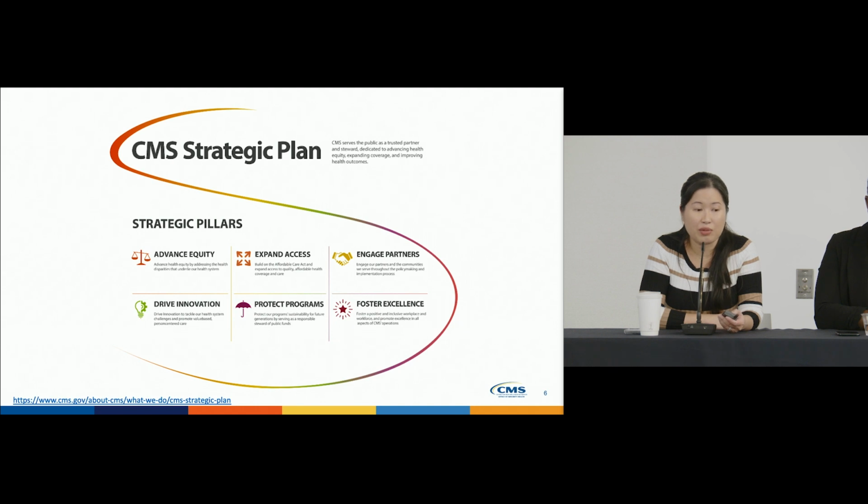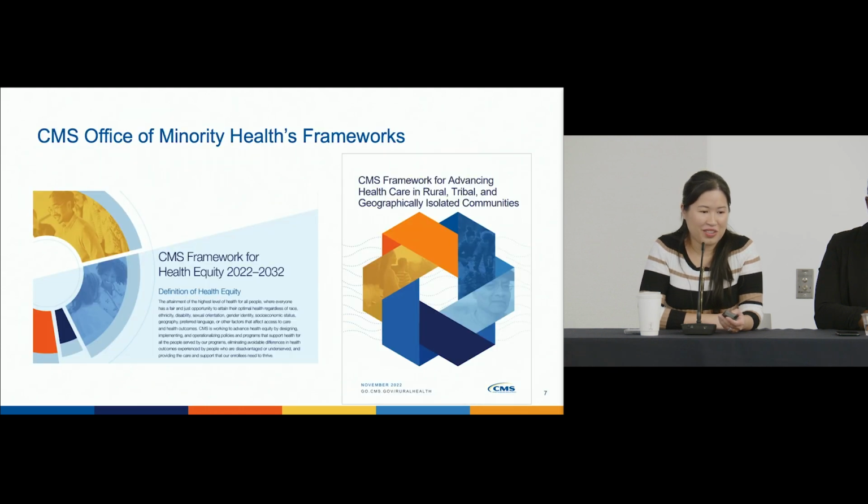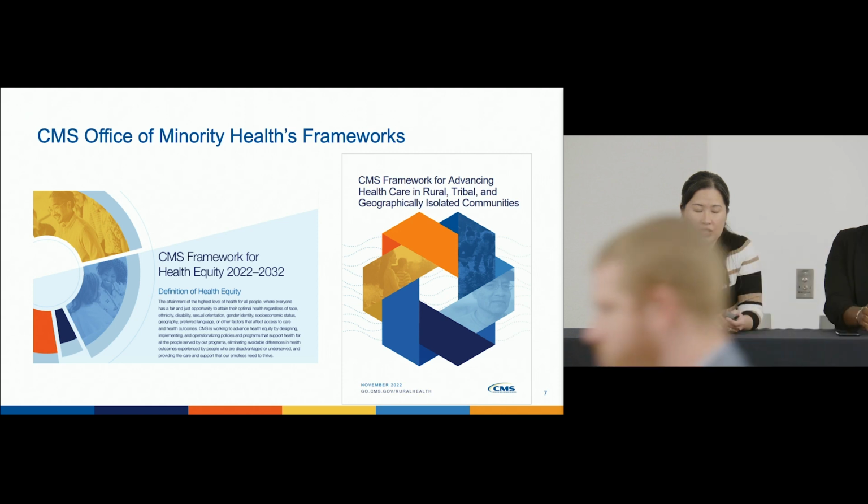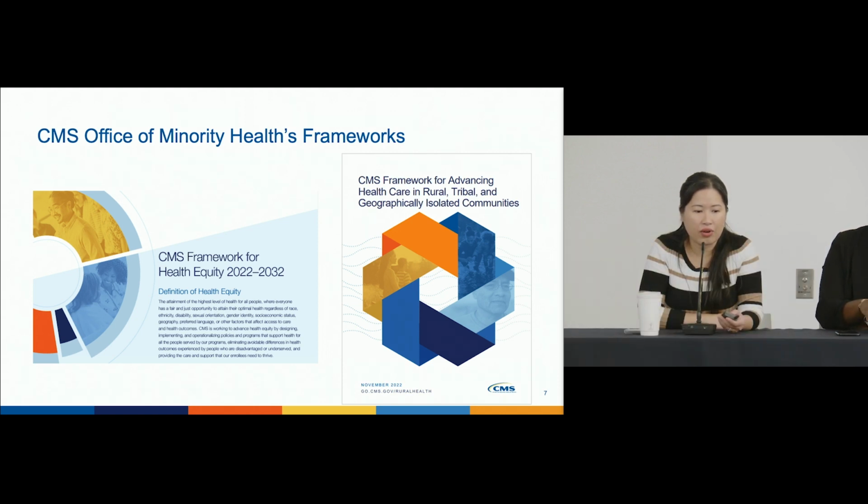As you know, we put out a number of regulations, guidance, RFIs, whatever you call it, we have it. And so for our office, we put out 2 frameworks in late 2022, which drive a lot of the work that we have over the next 10 years. The first one there is the CMS Framework for Health Equity from 2022 to 2032. And there are 6 priorities for that framework. And the first one is how to expand data collection, improve data collection, as well as standardize data collection.